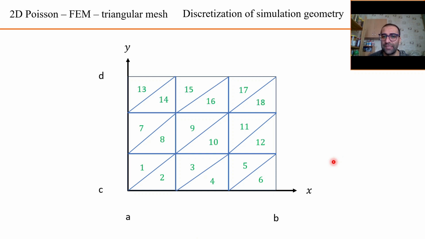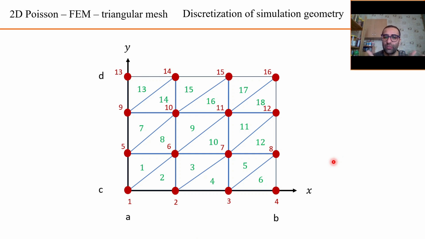And you see that we have 18 elements, and now we need to have also the nodes, and let's do the following. This is node, now global nodes. Node number 1, node number 2, 3, 4, 5, 6, 7, so on and so forth up to 16. Therefore, here we see the global nodes number.